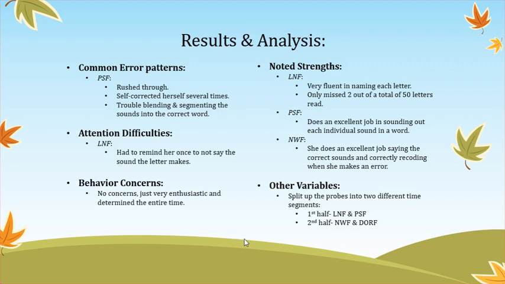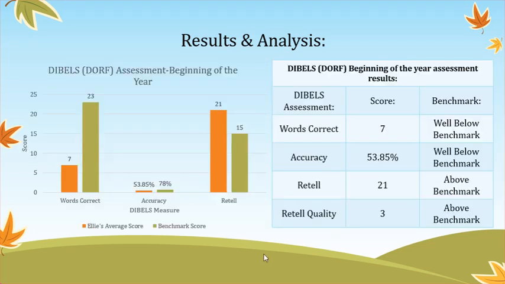Some other variables to consider was that I had to split up the probes into two different time segments. The first half I gave the LNF and the PSF, and then the second half I gave the NWF and the DORF. So here are her results of the DORF assessment of her words correct, her accuracy, her retell, and her retell quality. As you can see from the table and the graph, she is well below benchmark in both her words correct and accuracy, but she is above benchmark for her retell and her retell quality.